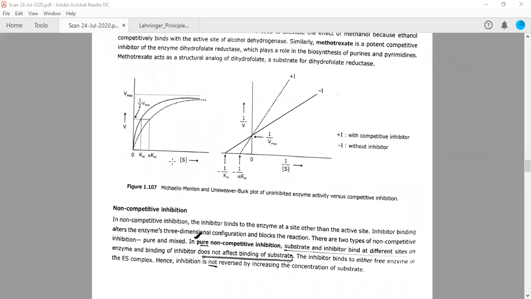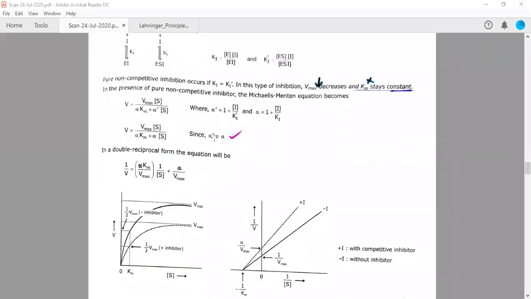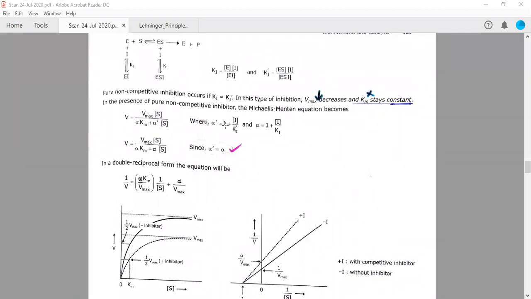I told you that non-competitive inhibition may be of two types: pure non-competitive inhibition, in which you can assume that alpha is equal to alpha dash. What is alpha? Alpha is 1 plus I upon Ki, and alpha dash is 1 plus I, the inhibitor concentration, upon Ki dash. What are Ki and Ki dash? These are the rate constants of these reactions, because in non-competitive inhibition, either the inhibitor will bind to the free enzyme, or the inhibitor can also bind with the enzyme substrate complex. Also, this enzyme inhibitor complex can bind with the substrate to make the ESI complex. All the possibilities are in mixed, therefore it is called non-competitive mixed kind of inhibition.